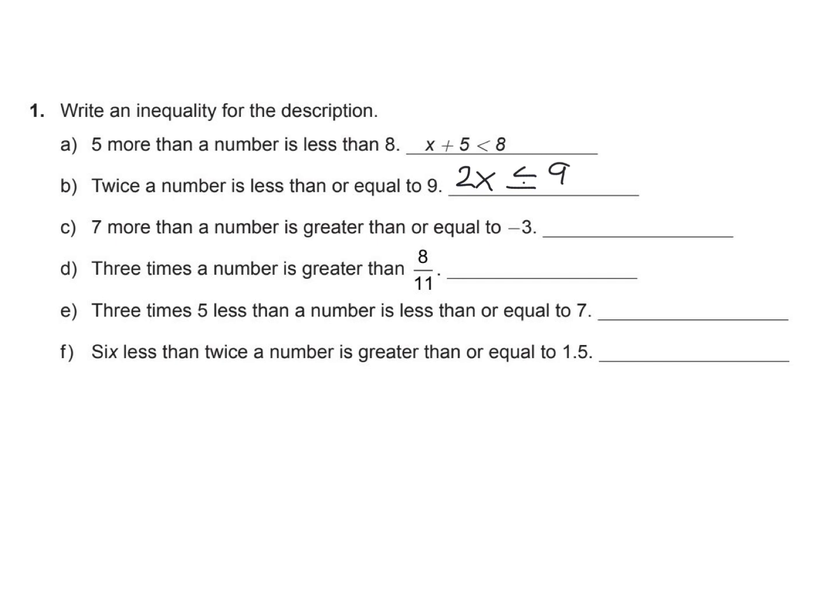C says 7 more than a number is greater than or equal to -3. So 7 more than a number is greater than or equal to -3. You need to try D. E and F, these are challenge ones. If you can't figure them out, that is okay.